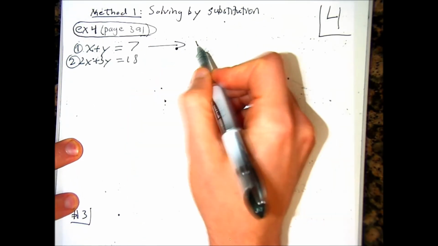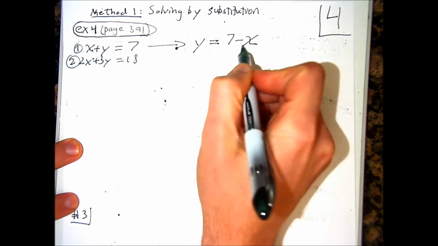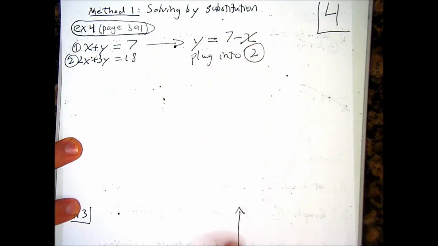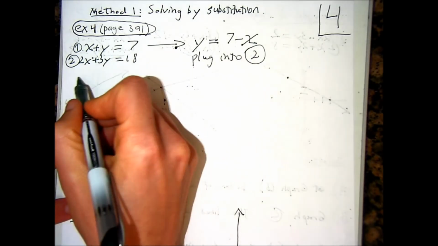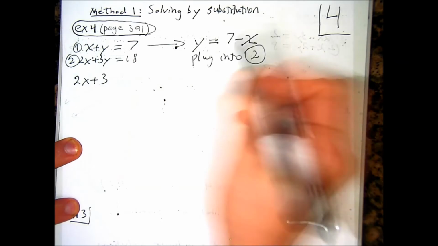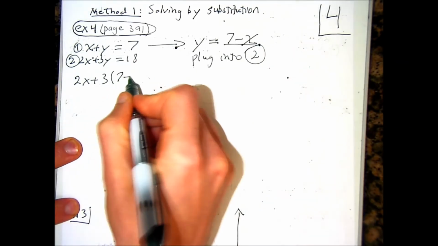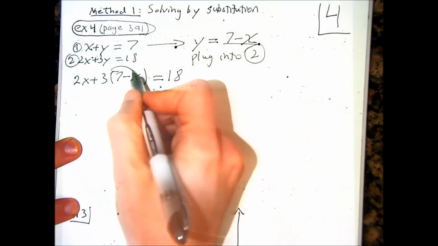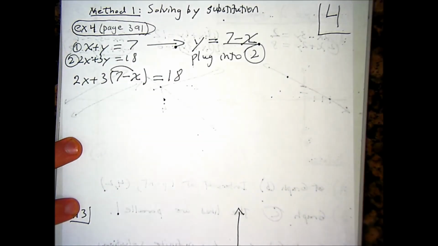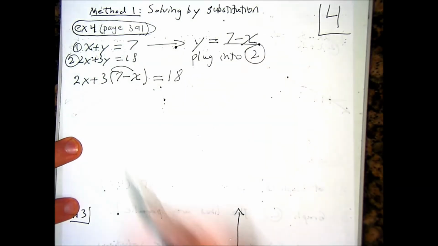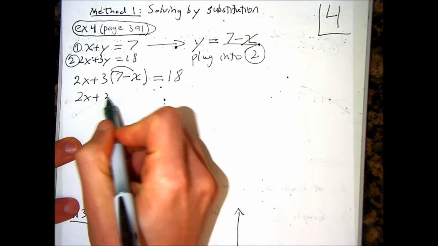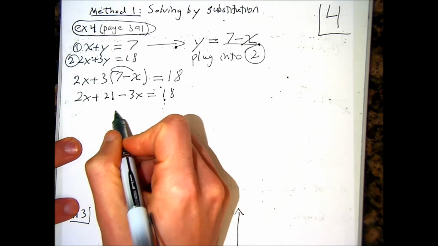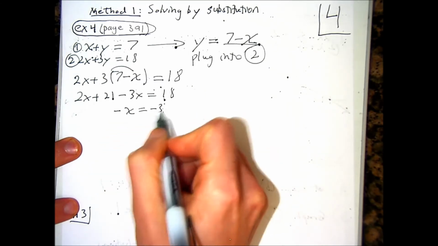From here, if I just subtract x from both sides, I get y is equal to 7 minus x. Right? And I'll plug that into 2. So if I plug that into 2, then I get 2x plus 3 times what is y? y is this, so 7 minus x, equals 18. Well, let me distribute this, and already I can see I have just x here, so that means I can solve the problem for x. So I do it: 2x plus 21 minus 3x equals 18. And then I just combine like terms. I get negative x is equal to negative 3, so x is equal to 3.